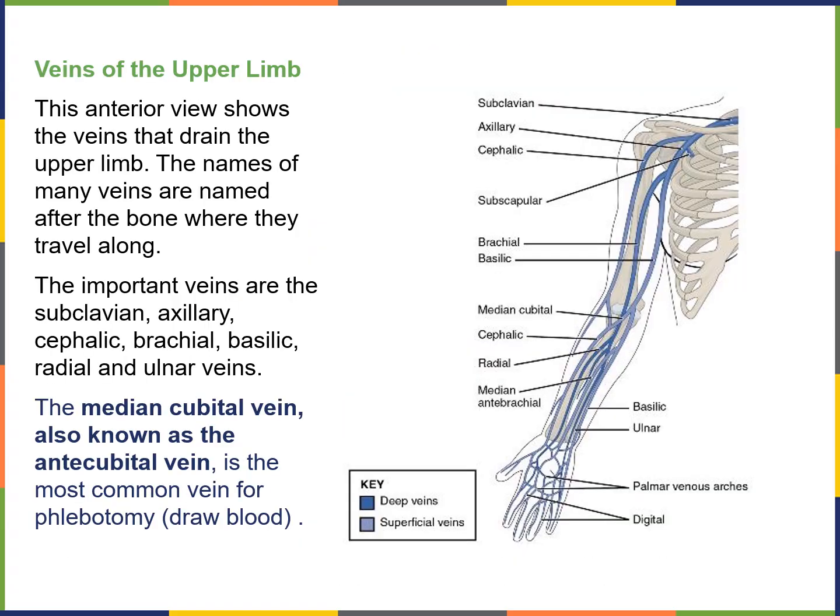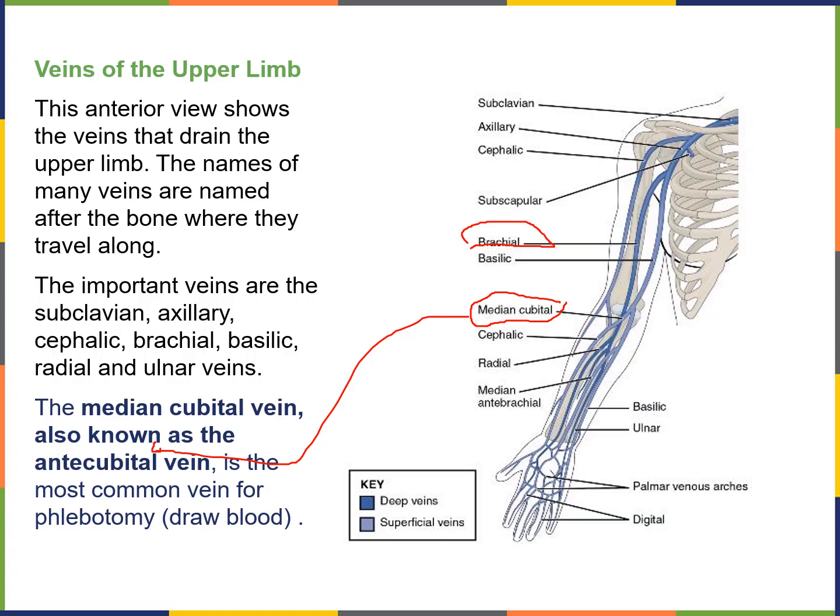Veins of the upper limb. So this is important because in medicine, oftentimes we will use the brachial artery, which is not shown here. This is the brachial vein, but we use the arm for blood pressure measurements. But this one, the median cubital vein, which is also known as the antecubital vein, that information is right here. That's most often used for drawing blood, a process called phlebotomy.